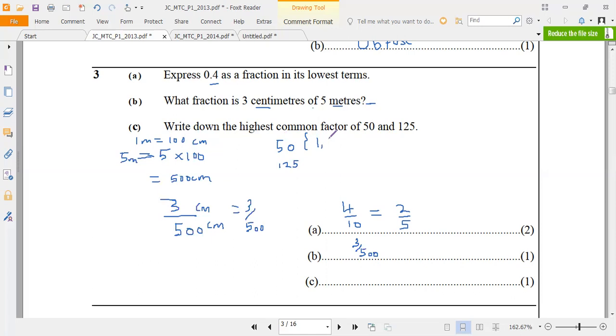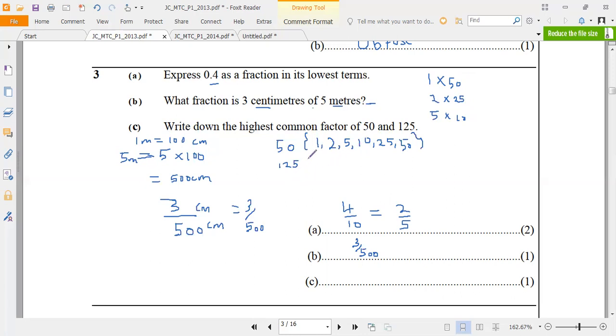So we have 1, we have 2, we have 5, we have the number 10, we have 25, and then we also have 50 in itself. So make sure you get all the numbers that we multiply to get 50. Like in this case, we multiply 1 times 50, we multiply 2 times 25, we get 50. If we also multiply 5 times 10, we also get 50. So all these numbers here are factors of 50, meaning 1, 2, 5, 10, 25, and 50 are all factors of 50.